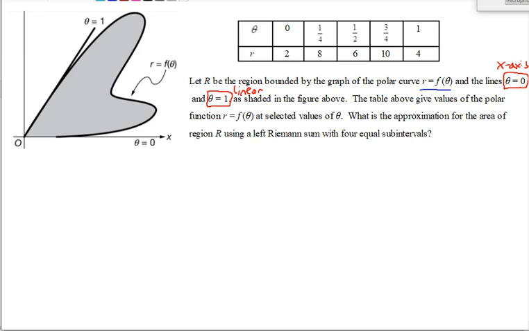And then the table above gives values of the polar function r equals f of theta. So selected values of theta tell you what r is equal to. Okay, so we don't have the actual equation, we just have selected values. And what's the approximation for the area of region R using a left Riemann sum with 4 equal subintervals? So, since they're equal subintervals, remember what you can do first is to get the width of them.